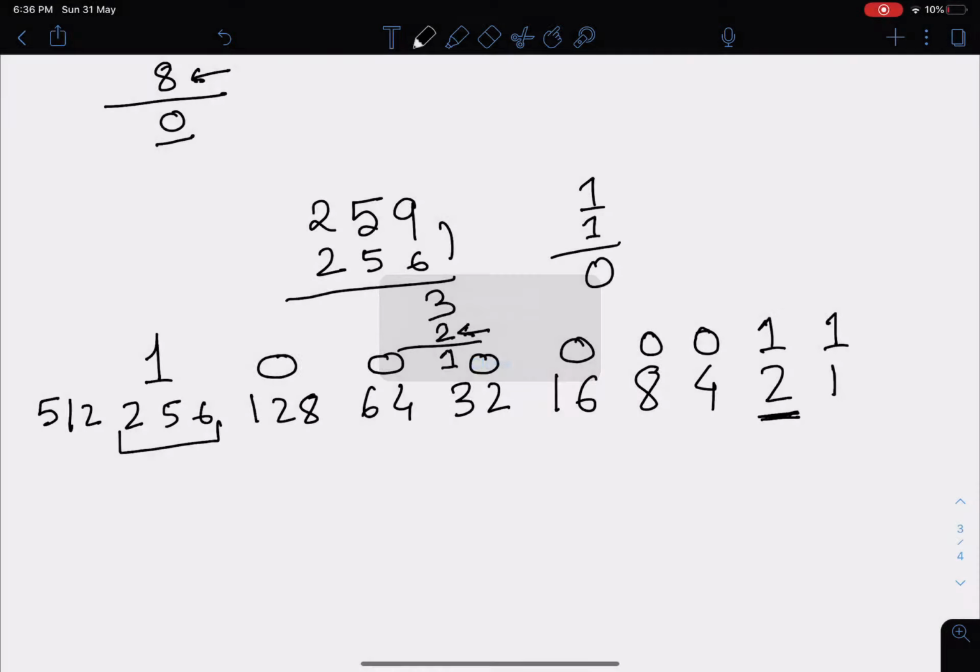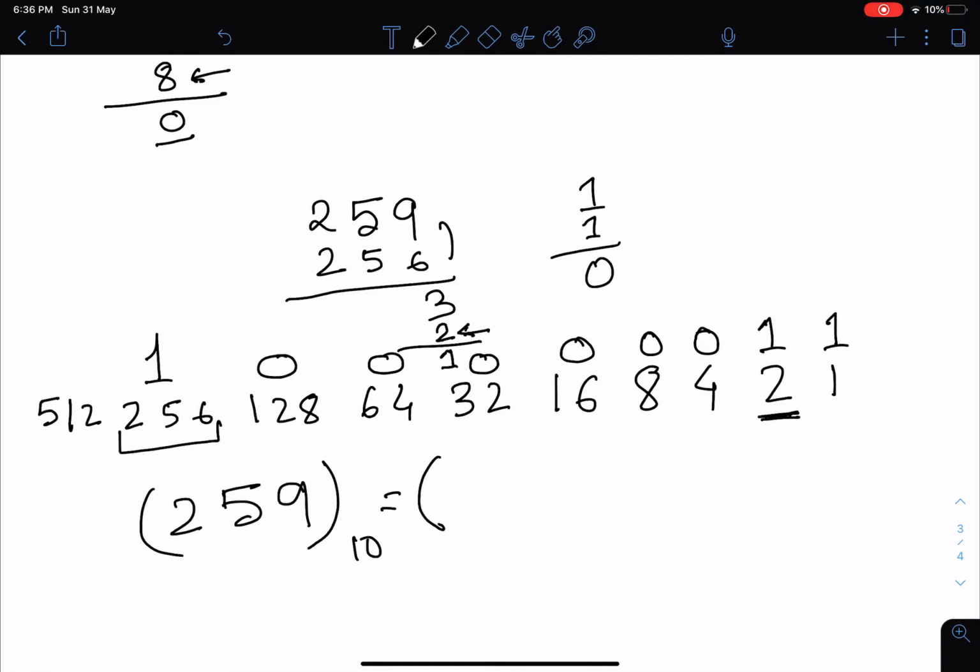So my binary formation of 259 will be equal to 1 0 0 0 0 0 0 1 1.